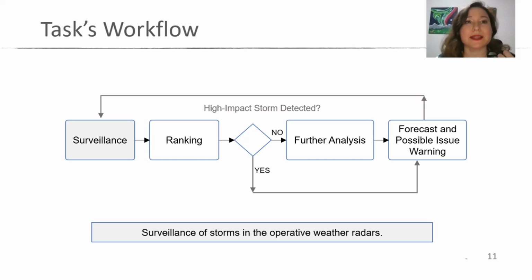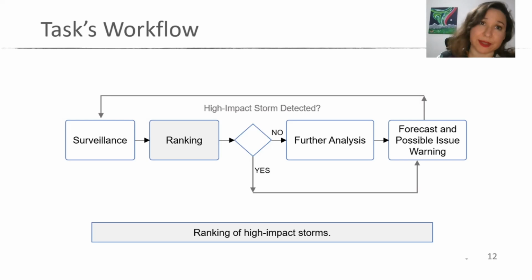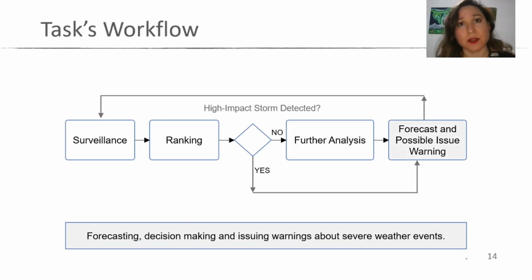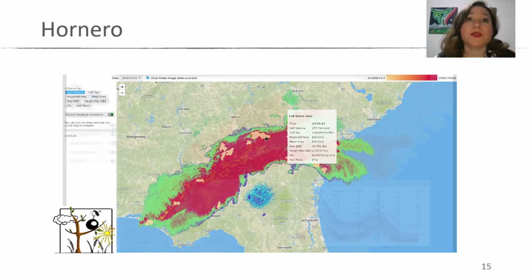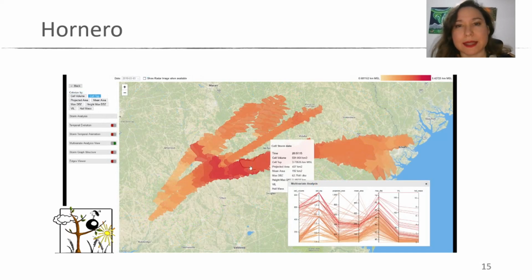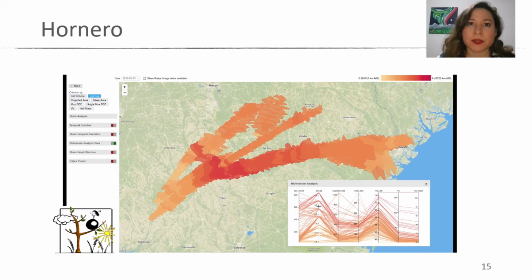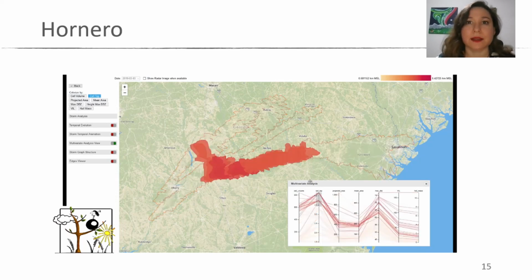The first task is surveillance of storms in operating weather radars. Then, the forecasters do a ranking of high-impact storms. Afterwards, further analysis of the storm structures and associated phenomena. And finally, the forecasting, the decision-making, and issuing warnings of severe weather events. That's a key task. For that, we propose Hornero, our visual analytics solution for thunderstorms characterization. Our solution supports experts in these tasks: surveillance, ranking, further analysis, and forecast of severe weather events.